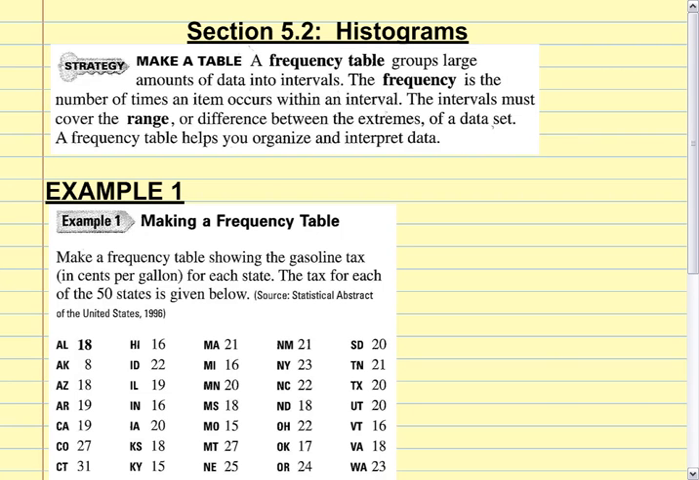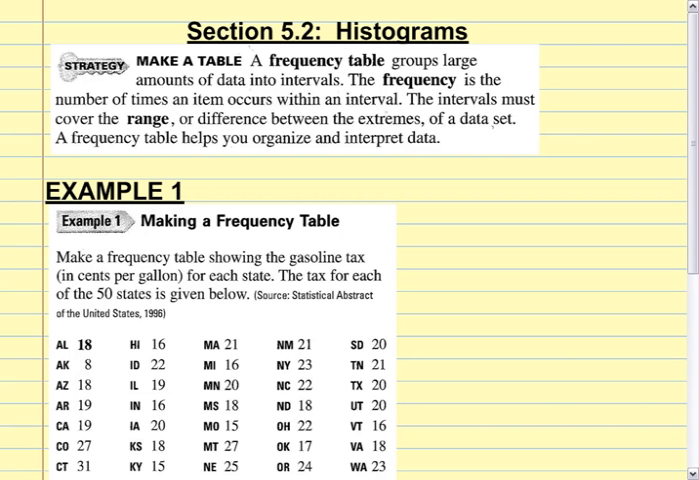Okay, folks, section 5.2 is histograms. Now, you're going to notice in chapter 5, we're doing something called data analysis. That means that we are analyzing data. We're taking numerical information and we are looking at it and examining it and seeing what it tells us, okay? Now, the thing that we're going to do today is something called a histogram. It's a certain kind of graph, okay?